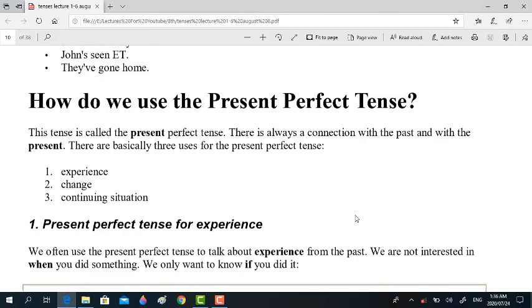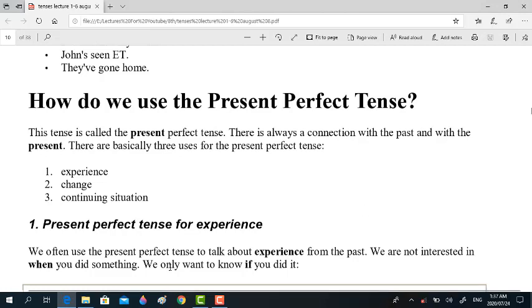How? I'll make you clear about the present perfect tense. Okay, uses of present perfect tense. The basic use of present perfect tense is to show an action which began in the past and completed in the present, and in the present you can still experience the impacts of that completed action. Then you should go for the present perfect tense.